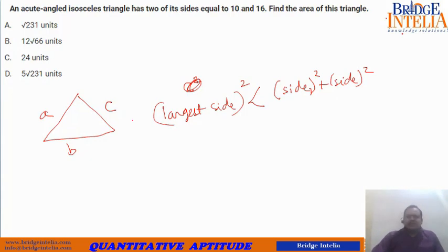So for now you understand that if in any given triangle the three sides are denoted by A, B and C, assume C to be the largest side. If you can observe that C square is less than A square plus B square, then you can conclude that this is a case of an acute angled triangle. So now coming to the question.